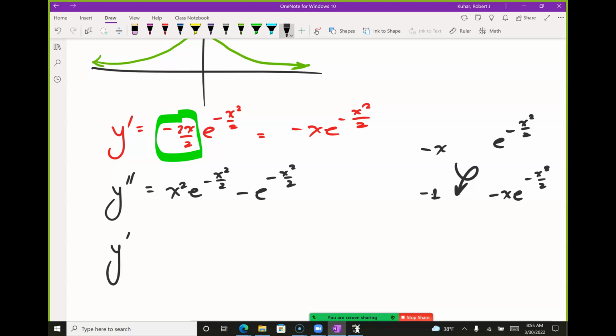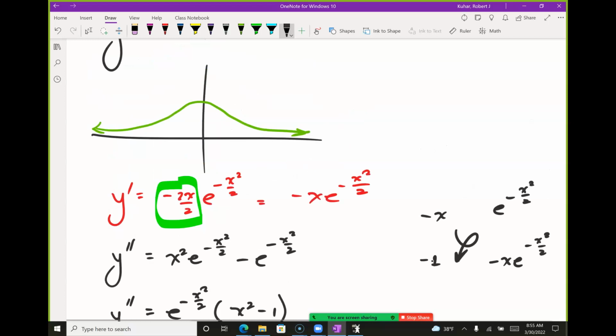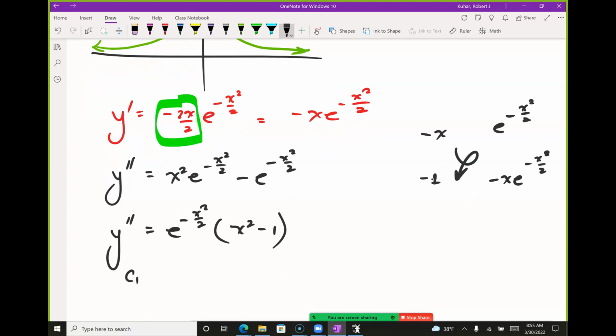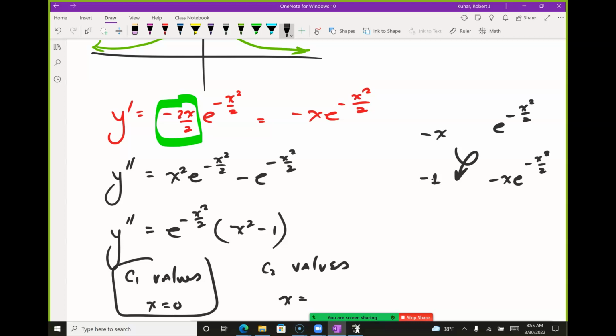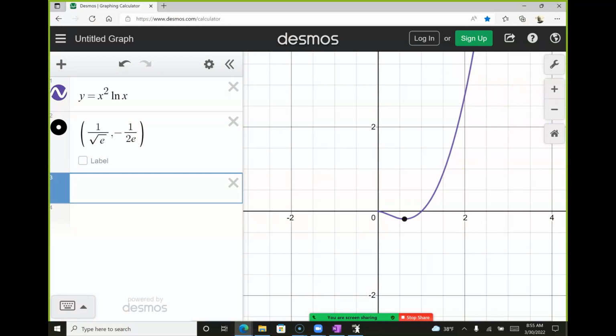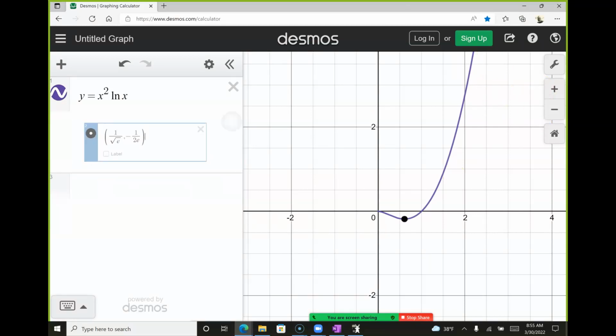But let me factor this. It factors nicely, right? I can take out an e to the minus x squared over 2, and I get an x squared minus 1. Oh, that's nice because I can see those critical values quickly, plus and minus 1. Right? I can see the critical value of the first derivative is 0. So C1 values is x equals 0. C2 values x equals plus or minus 1. So I see my criticals of the first derivative and criticals of the second derivative. So I want to go to my Desmos now and take a look at this little nice way of cheating.